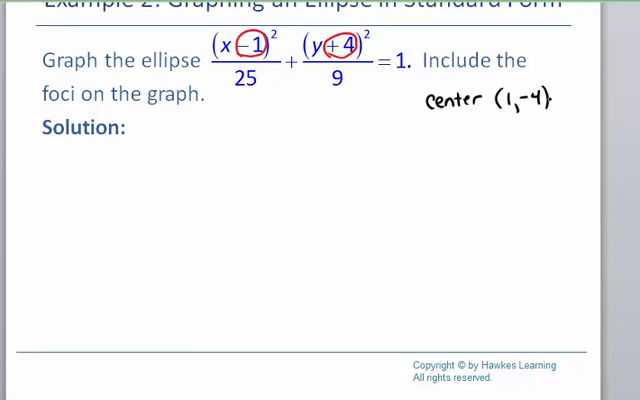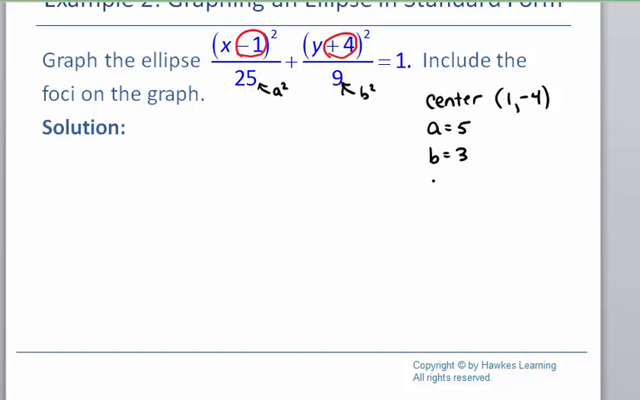Remember that your A is bigger than your B, so we're going to look at our two numbers on the bottom, and we can deduce that the A squared is the 25, since that's the larger number, and our B squared is the 9, which means that A had to have been 5, so that when we squared it, we got 25, and B had to have been 3, because when we squared it, we got 9.